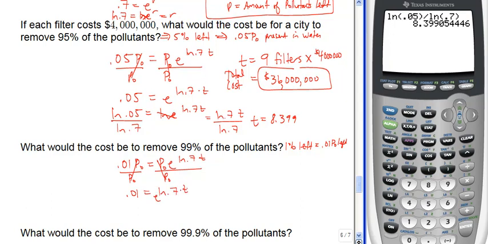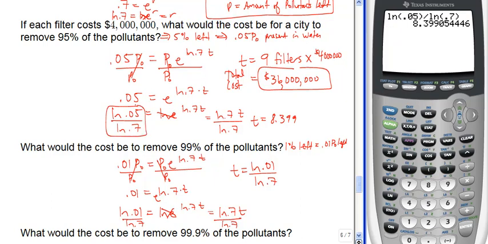And then we're going to take an ln of both sides. The ln and the e cancel out. So our t is going to be, when I divide both sides by ln of 0.7, this time our t is going to be ln of 0.01 divided by ln of 0.7. So you can start to see the trend here. Before we had t was ln of 0.05 divided by ln of 0.7 for 95% clean, and now it's ln of 0.01 divided by ln of 0.7.